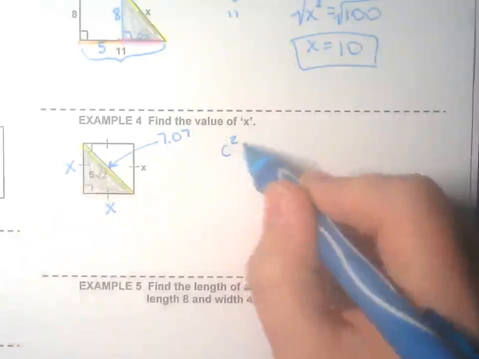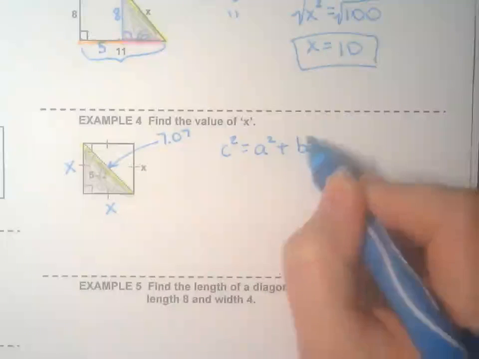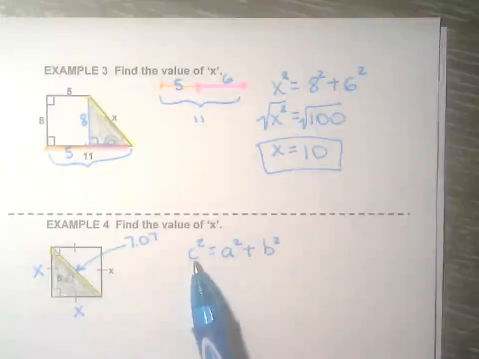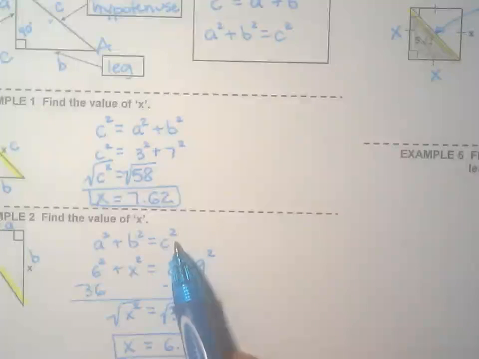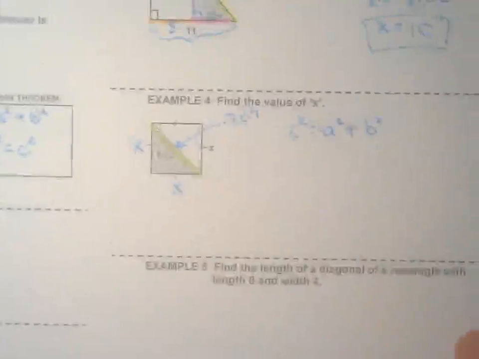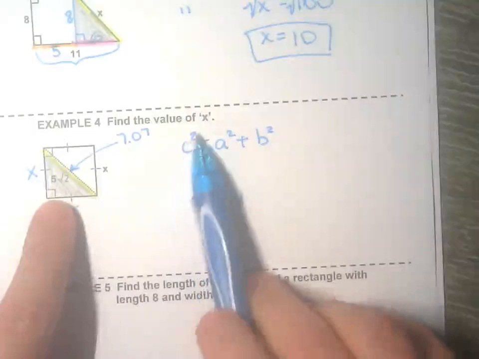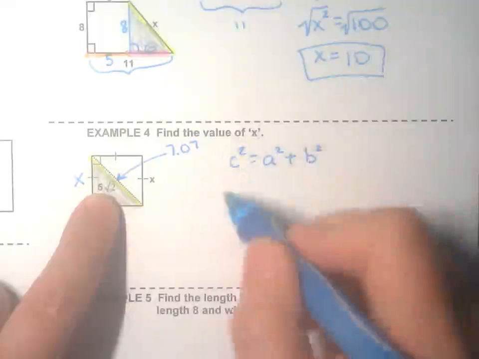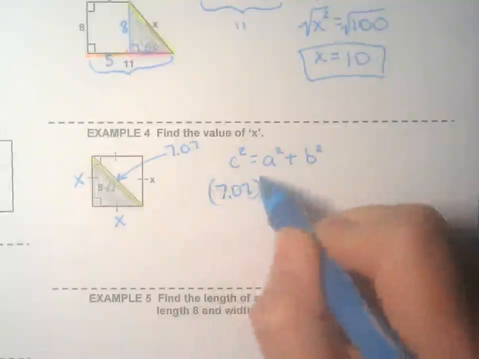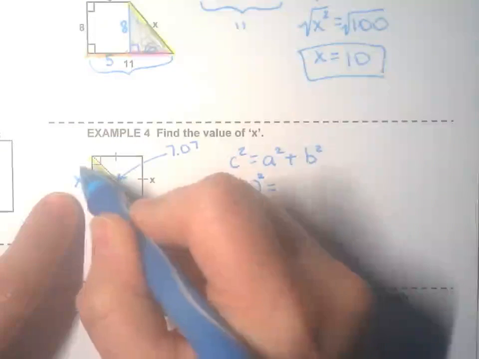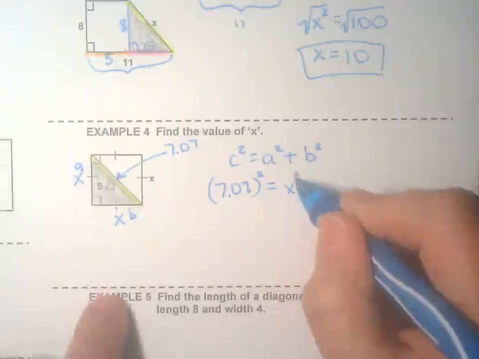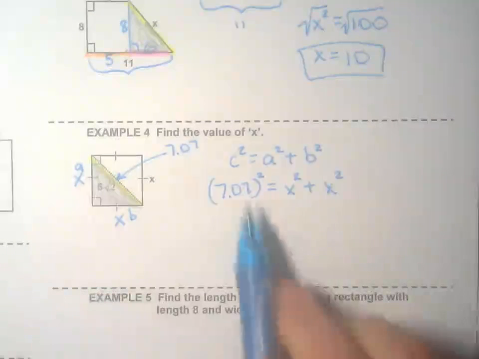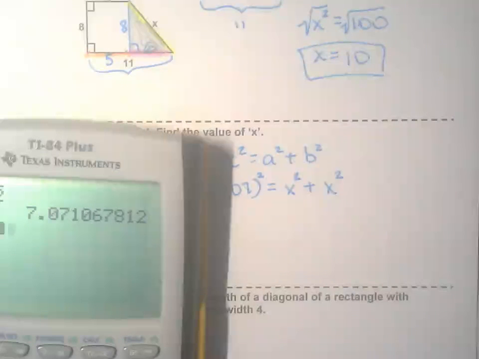So I'm looking for x. So c squared is a squared plus b squared. Notice that I go from c squared on this side, and then I change to c squared on that side. It doesn't matter how you do, you're going to end up with the same answer. It's just a matter of preference. So c squared, c is the longest side. Again, I'm glad I highlighted this, otherwise we get lost. So 7.07, square it, a squared. A is the leg, b is the leg, and they're both x because it's a square. So x squared plus x squared. Put this in the calculator, 7.07 squared.